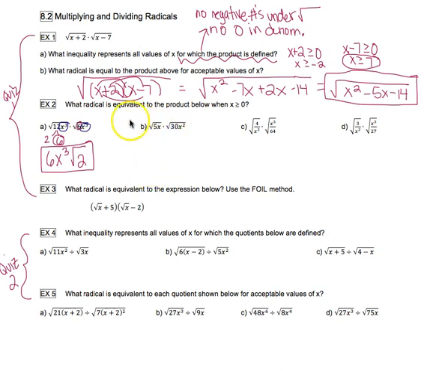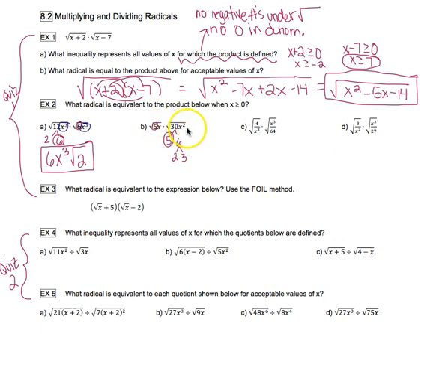Same idea here on B. I can break 30 down into 5 times 6. And the reason I'm doing that is because I can circle a 5 and a 5. 6 breaks down into 2 times 3, but that doesn't give us any additional pairs. So right now we have a 5 that gets to come out.